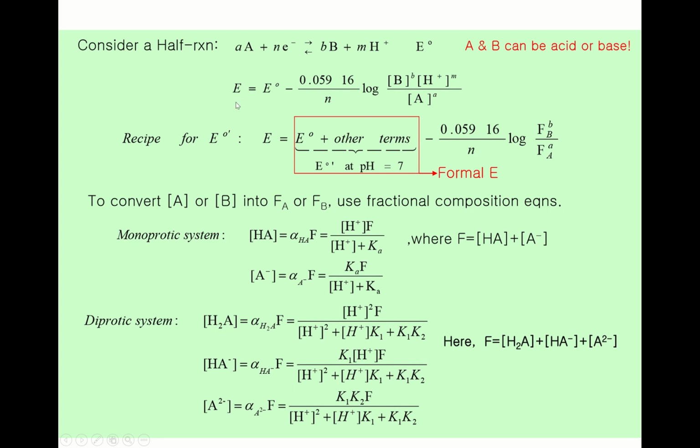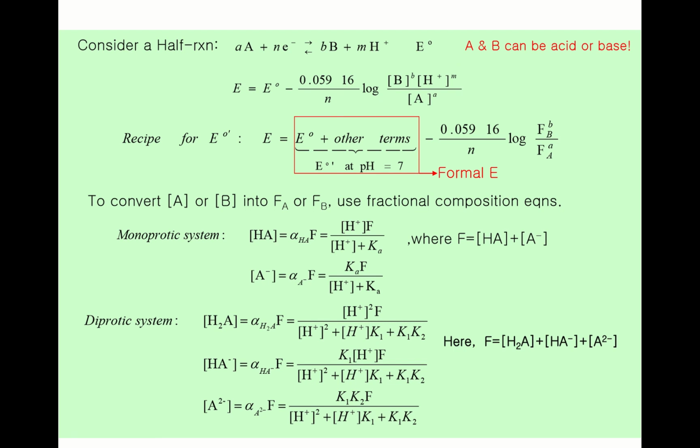Let's calculate the formal potential. We write the Nernst equation for this one: E equals E0, the standard reduction potential, minus the common logarithm term. We assume the reaction temperature is room temperature, 25 degrees C, so this prefactor is a constant, 0.05916 divided by n, multiplied by the logarithm term.